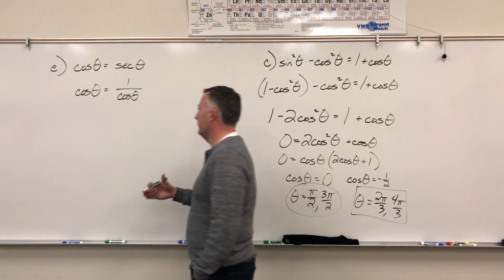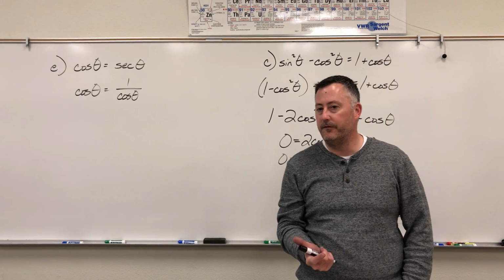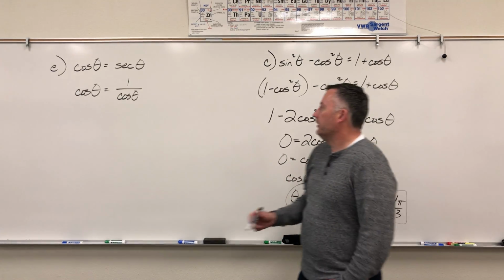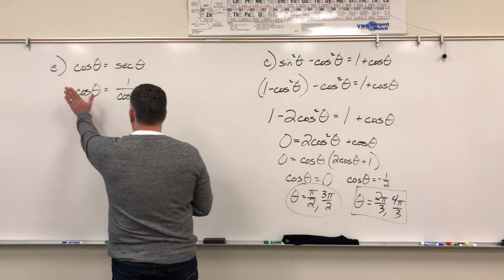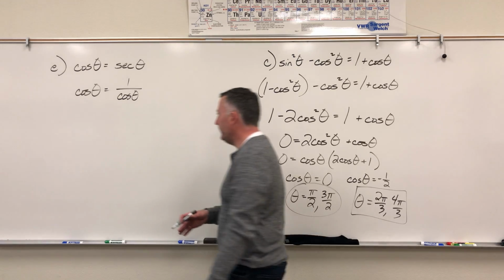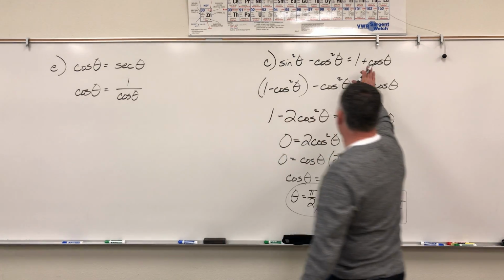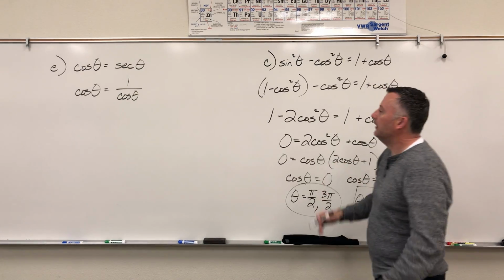Because remember, it's easier to solve a trig equation if there's only one type of function in there. So we're going to go for just all cosines. You could switch it to all secants if you wanted to. That would just mean you would change this thing out. You can go either way most of the time. This one, it would have been a little difficult to change that out. You need a square root, which, ugh.